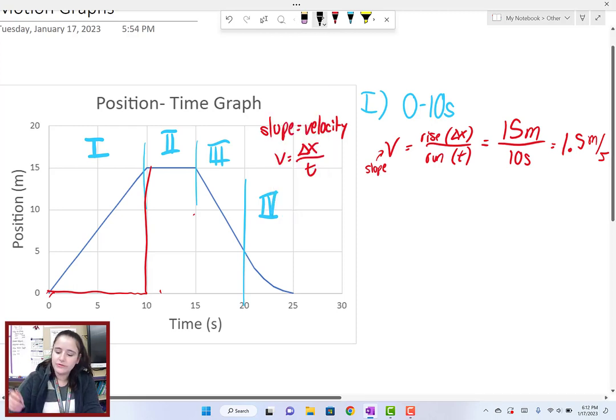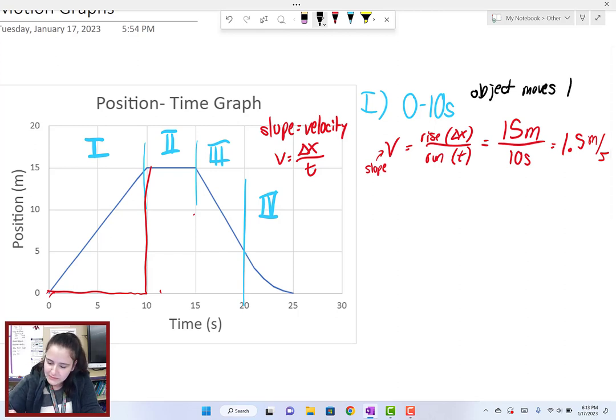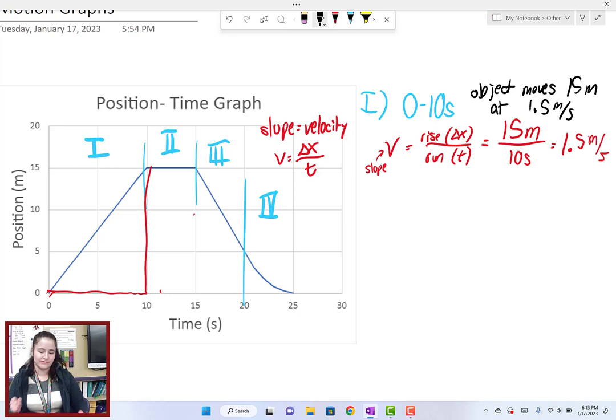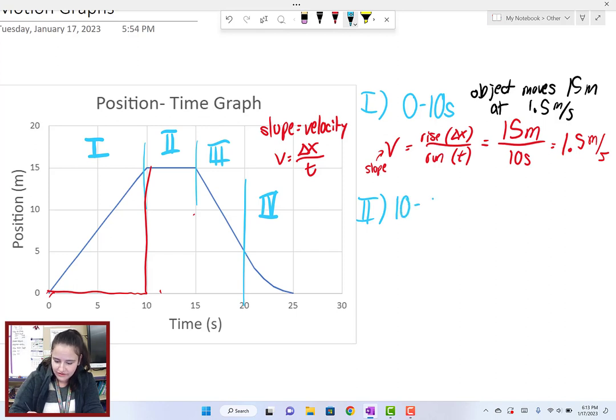So from 0 to 10 seconds, the object moves 15 meters at a rate of 1.5 meters per second. That's what's going on in the first 10 seconds. What about the second chunk, from 10 to 15 seconds?